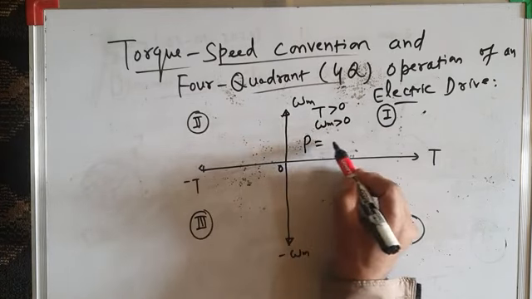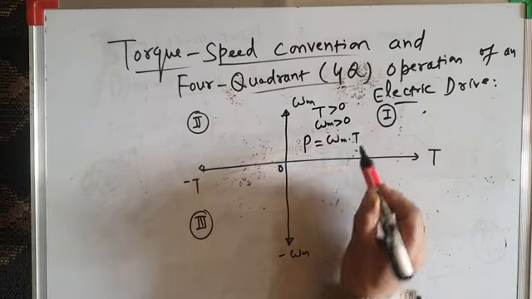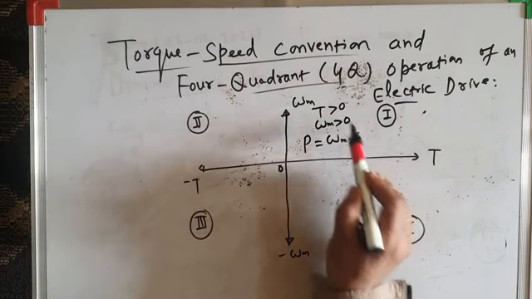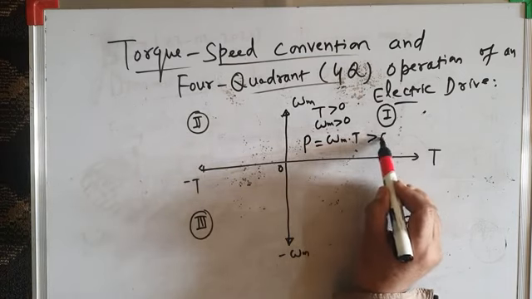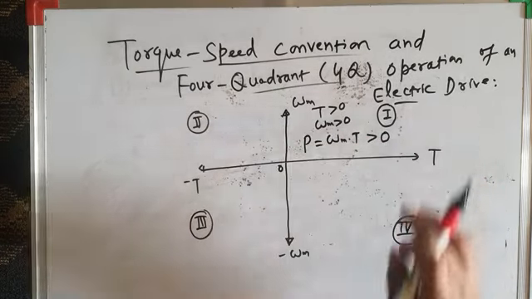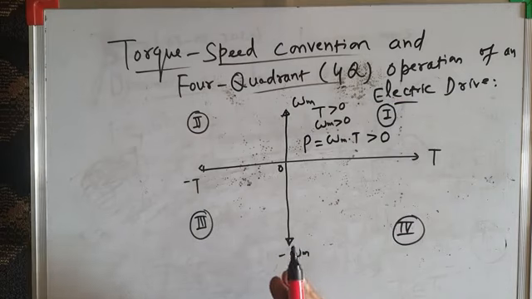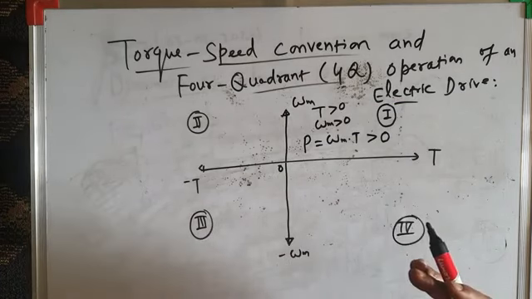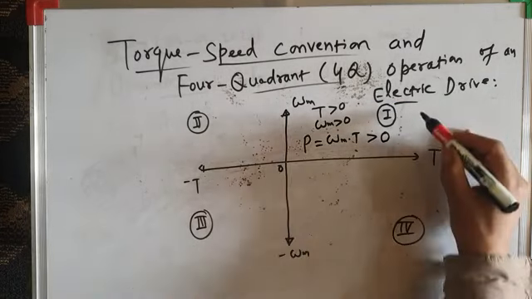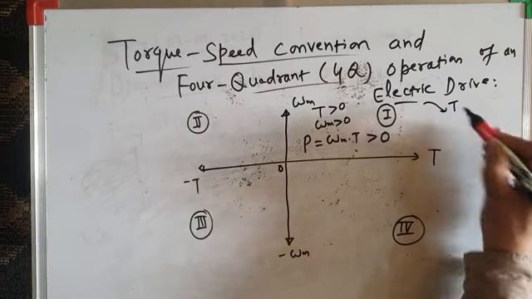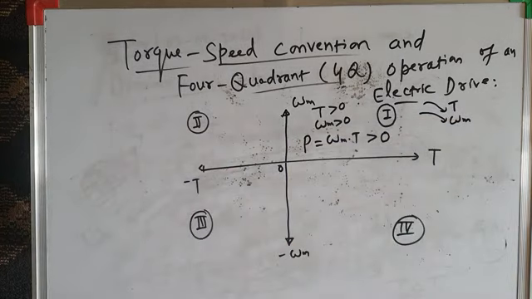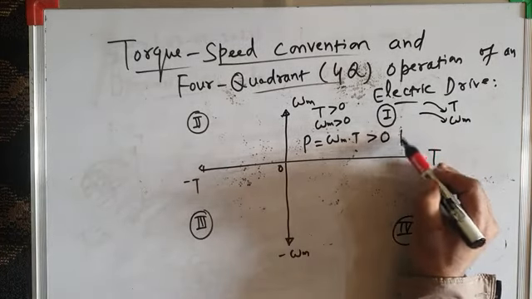What is power? Power is omega m into T. Since omega m, the speed, is greater than 0, it is positive. Torque is also greater than 0, it is also positive. So power is also greater than 0, power is positive. Positive power means that the power is supplied by the electric supply to the motor and its driven load. And the motor converts this electrical energy into mechanical energy and starts running. Say for example, it develops torque in the clockwise direction, and the motor runs in the clockwise direction, omega m. So this mode is called forward motoring mode.